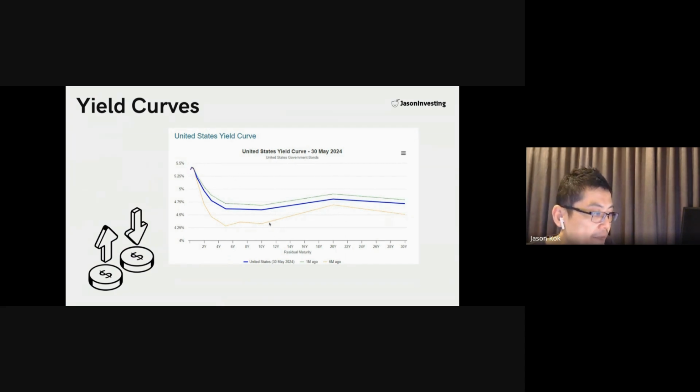But this also means that, for example, if you were to hold, let's just say a 1-year bond. A 1-year bond is about 5.3% interest.